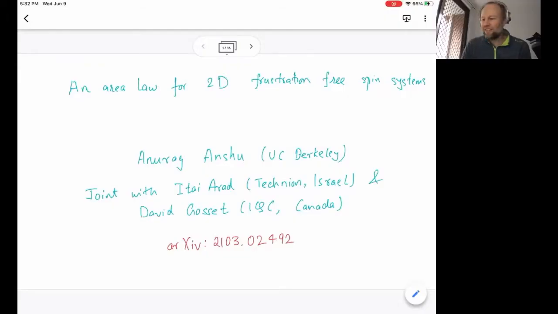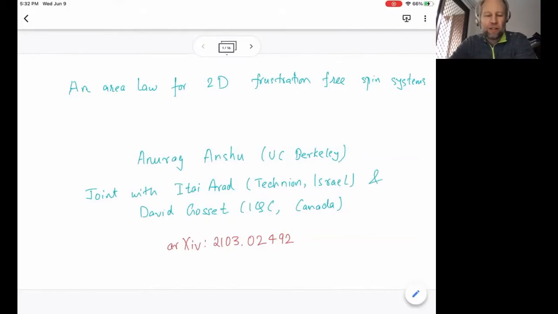Yeah, so it's our pleasure to have Anurag Anshu today to give us a talk. Anurag did his PhD at CQT in Singapore, and then he's done postdocs at IQC in Waterloo, and now he's at UC Berkeley.